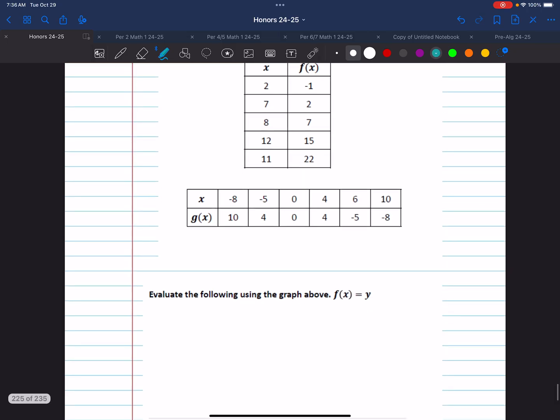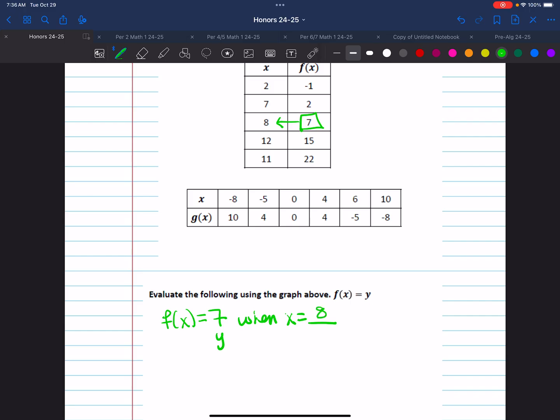All right, so in this one, we have two tables that are occurring. So let's say we have f of x equals 7. Okay, so that means this is a y value when x equals what? Well, here's my y value. So its number partner here is 8.